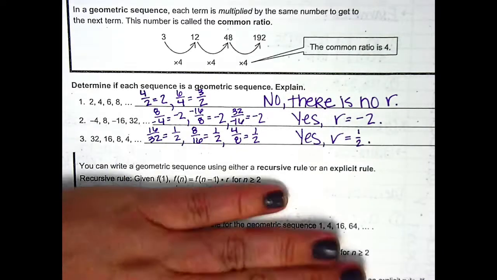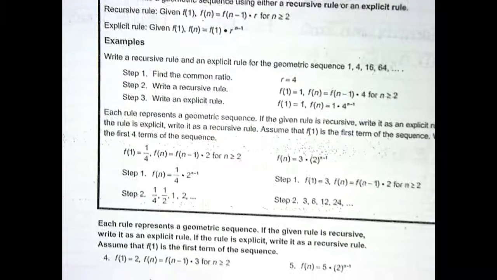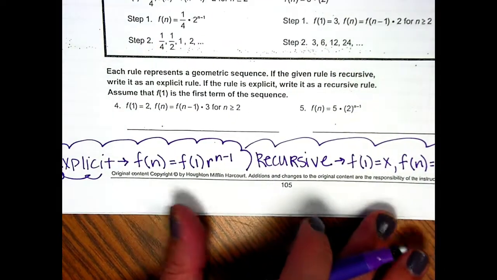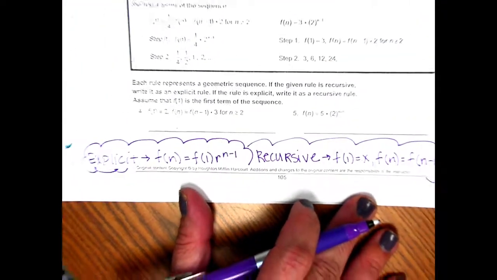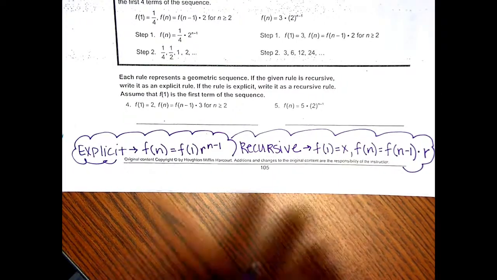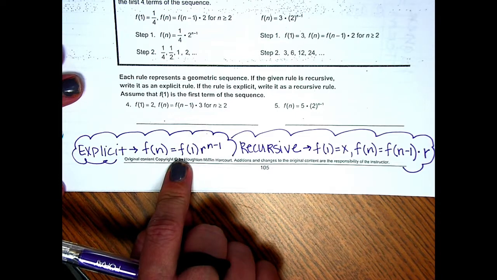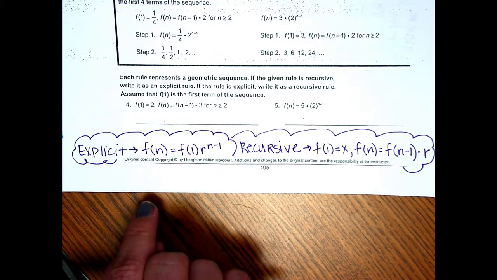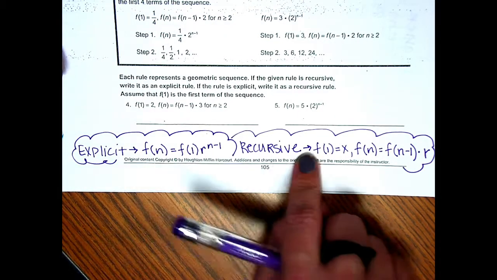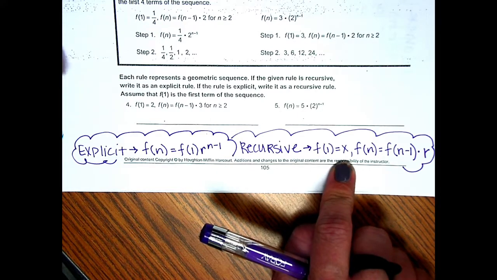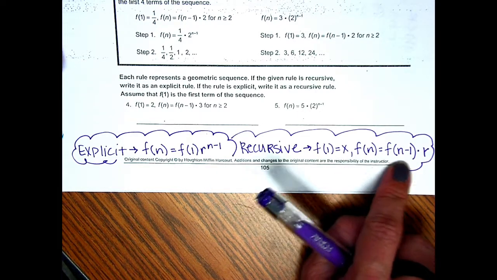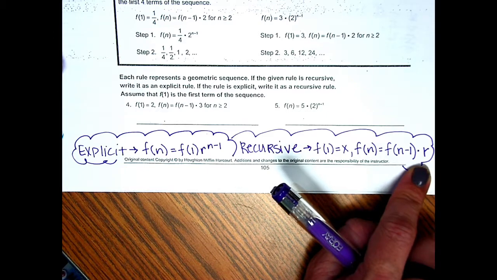We're going to skip this middle part, and you might want to pause your video here and get these written down. For the explicit formula, we're going to use f of n equals f of 1 times r to the n minus 1. And for the recursive, we're going to use f of 1 equals x, and f of n equals f of n minus 1 times r.